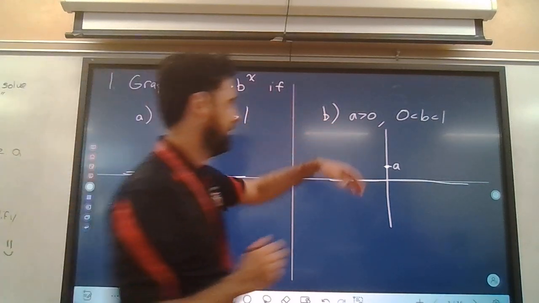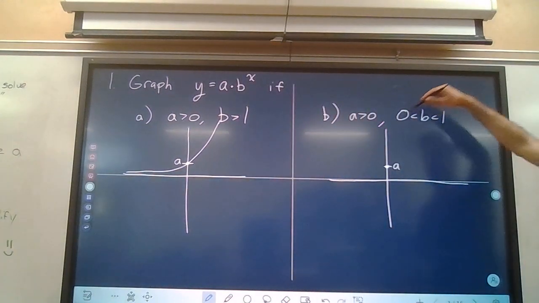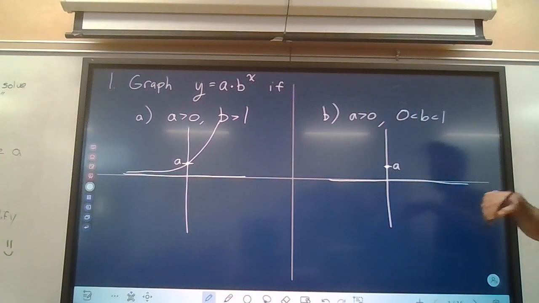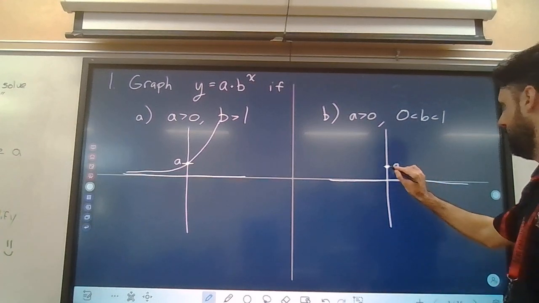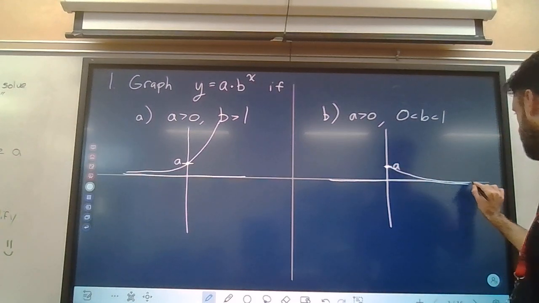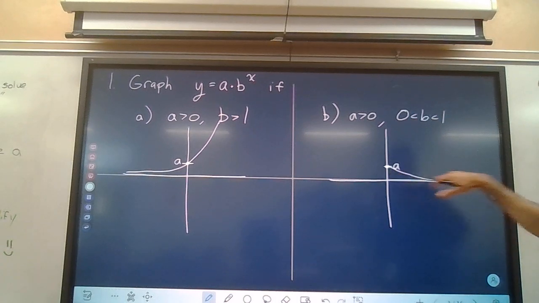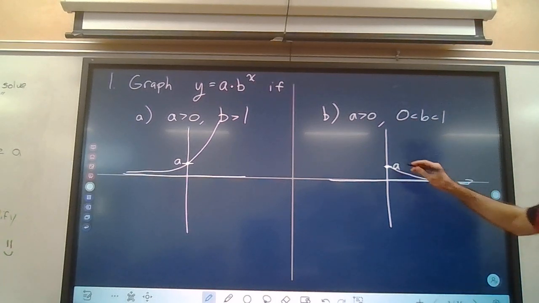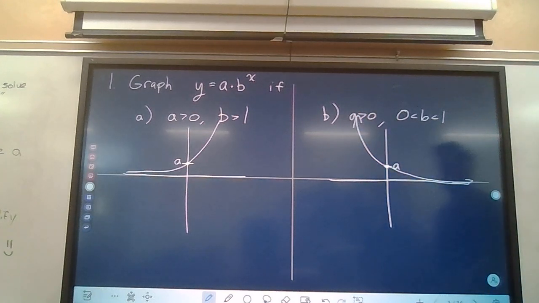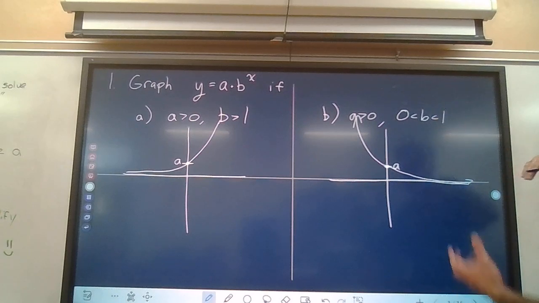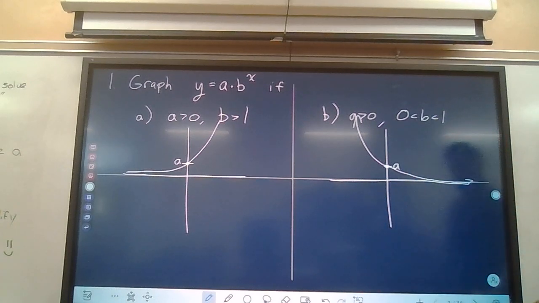For the next part, if a is positive and b is in between 0 and 1, it's going to be exponential decay. So again, y-intercept is still a. To the right, it should clearly approach the x-axis, and my x-axis is kind of off there. And it's going to be concave up, so it's going to look like that. All right, so that's our exponential growth and decay. Again, you probably won't get both, you might get one.